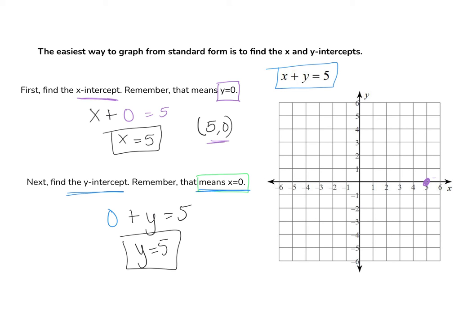Now I'm going to write my ordered pair for the y-intercept. The x was 0, but now the y is 5. So my ordered pair is 0, 5, and once you have your 2 points, you may connect them to sketch the line.